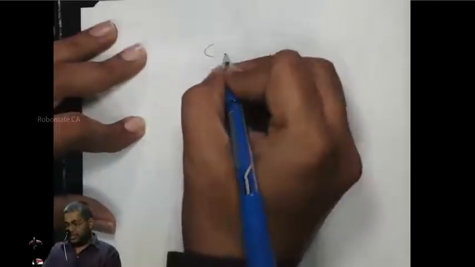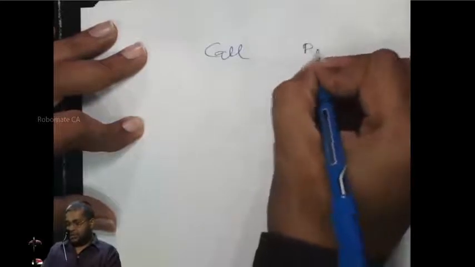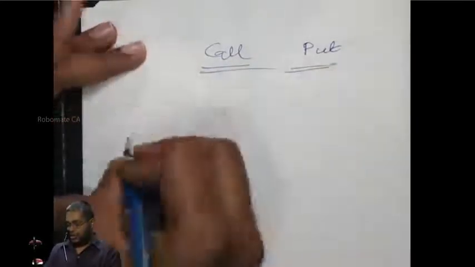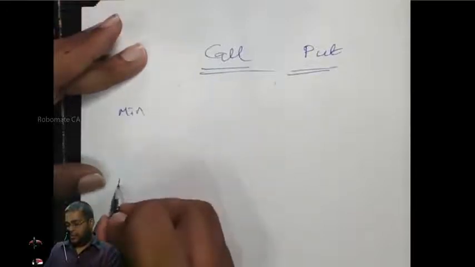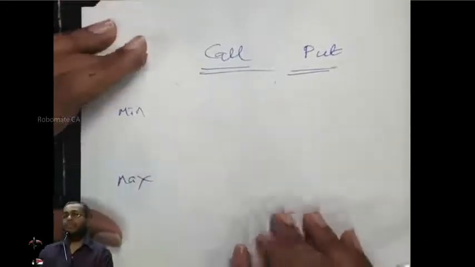Next. Last point. Point number 6. Maximum and minimum values of options with dividends. The last conclusion discussion. So I have two columns, call option and then put option. Here write what? Minimum and then maximum.